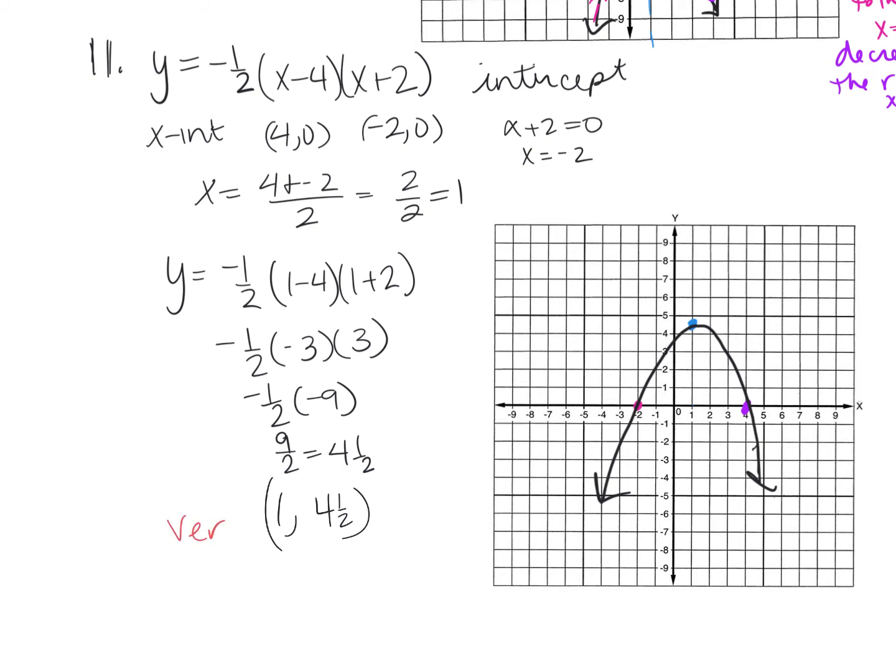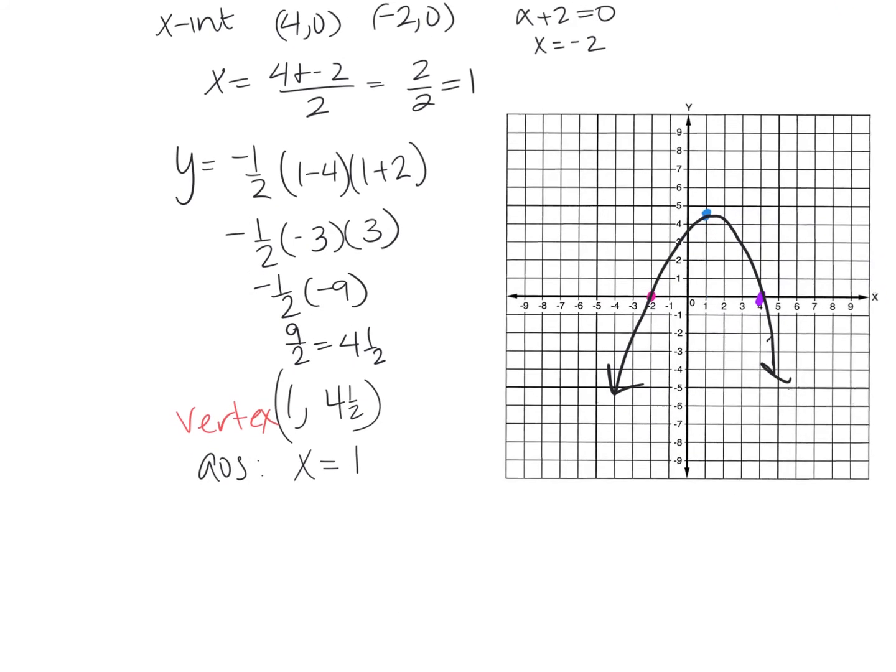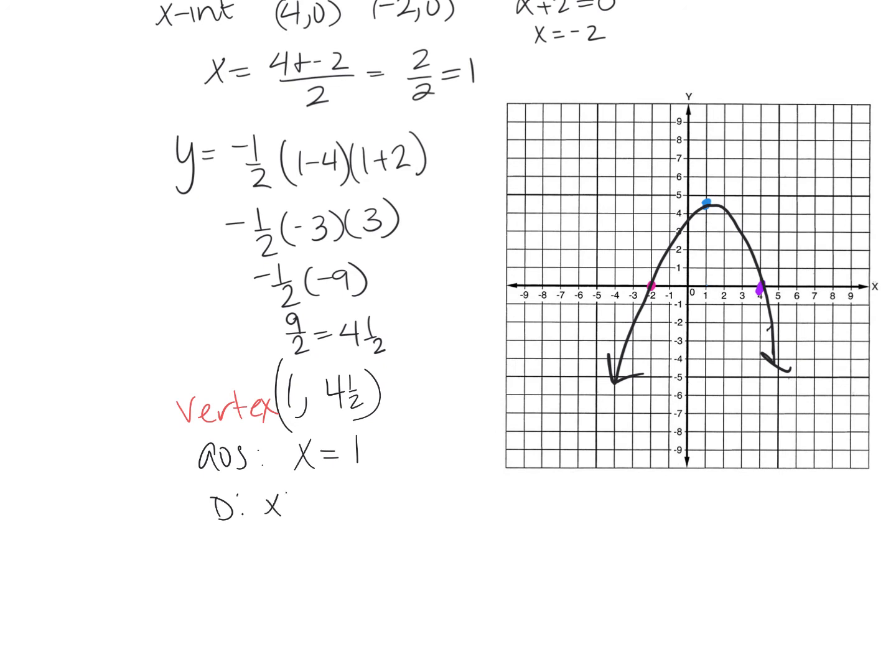So my vertex is 1, 4.5, and my axis of symmetry equation is x equals 1, the x value of my vertex. My domain is x such that x is contained in the set of all real numbers. My range is y such that y is less than or equal to my maximum, 4.5. And then let's look at the graph.